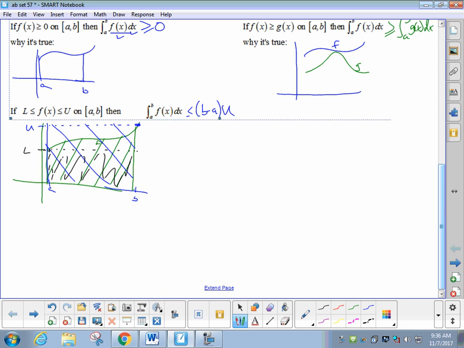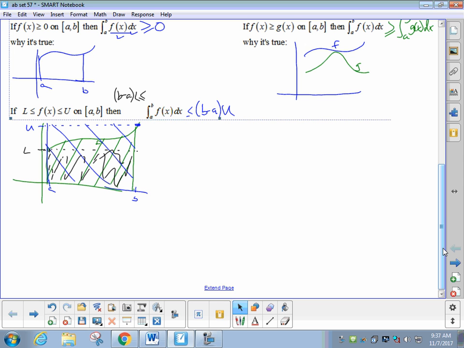The area under L, which is, I didn't give you enough room for it, I apologize, but B minus A times L. So it could be bound above and below. Now this could actually be super useful on a multiple choice problem. If you knew a lower bound and an upper bound on the function, you could automatically eliminate, well, it couldn't be that, that's too big or too small. So that's a handy test-taking skill.